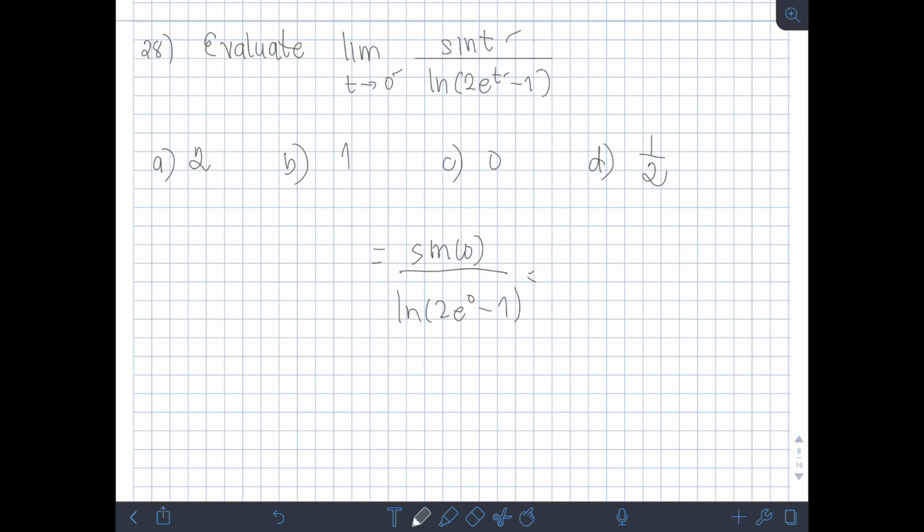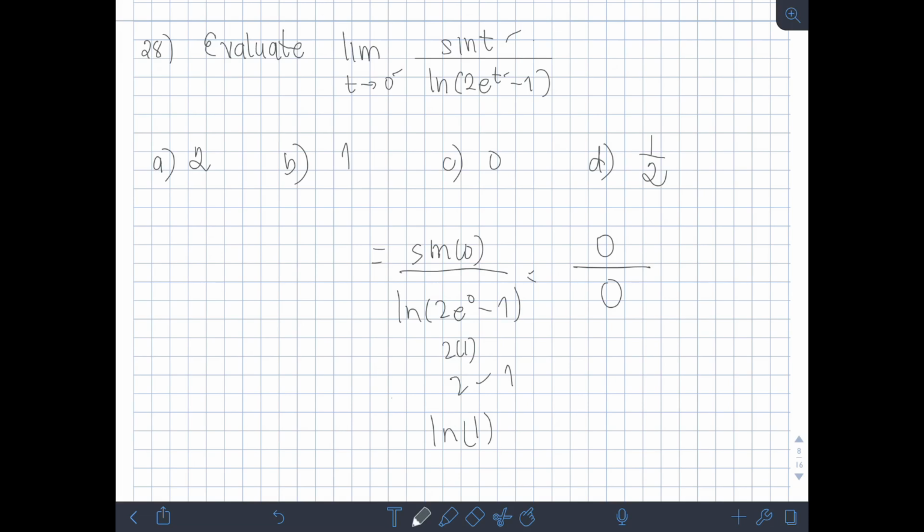So we have sine of 0 is 0 over ln of 2e raised to 0 is 1. So, 2 times 1 or 2 minus 1 is 1. So, ln 1 is also 0. Therefore, meron tayong indeterminate form na 0 over 0 as the limit. So, hindi natin pwede itong gawing sagot, di ba? So, apply natin dito yung L'Hopital's rule.